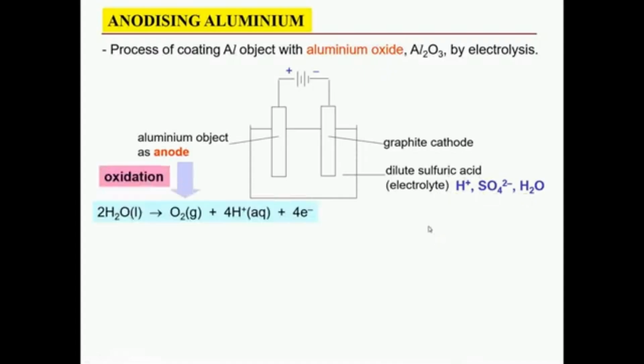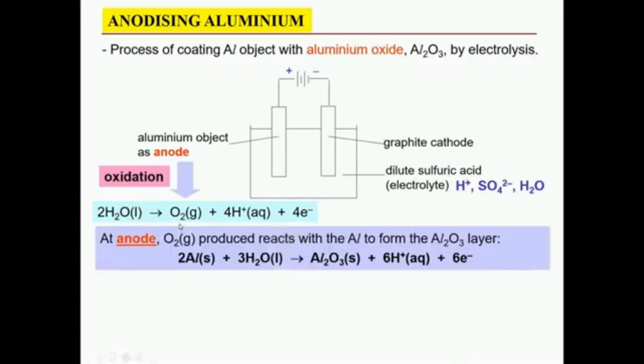At the anode, oxidation occurs. Water is discharged because sulfate will never be oxidized since sulfur is already at its maximum oxidation state. Hence, water is oxidized to oxygen gas. The oxygen gas formed will immediately react with the aluminum object to form a layer of aluminum oxide. Hence, the equation at the anode is written as this: 2Al + 3H2O gives Al2O3 + 6H+ + 6e-.